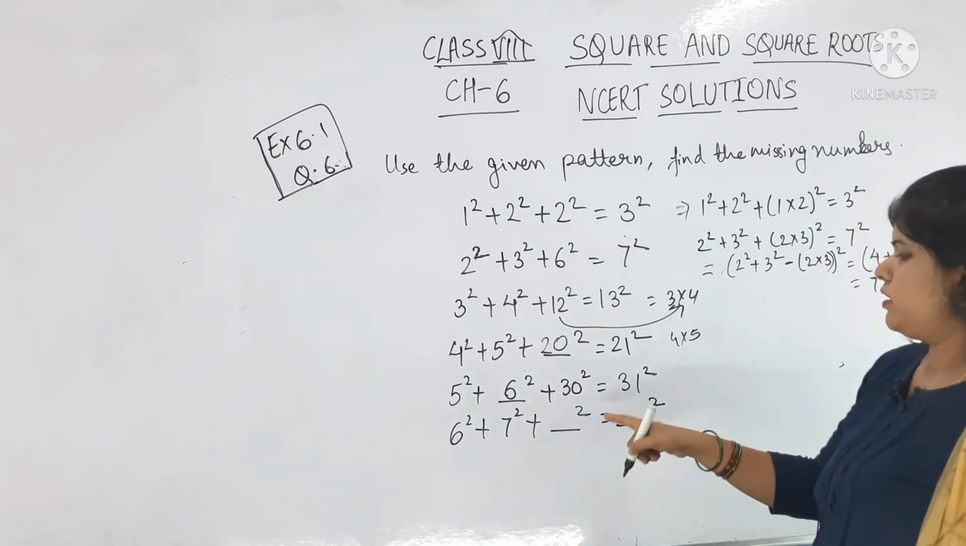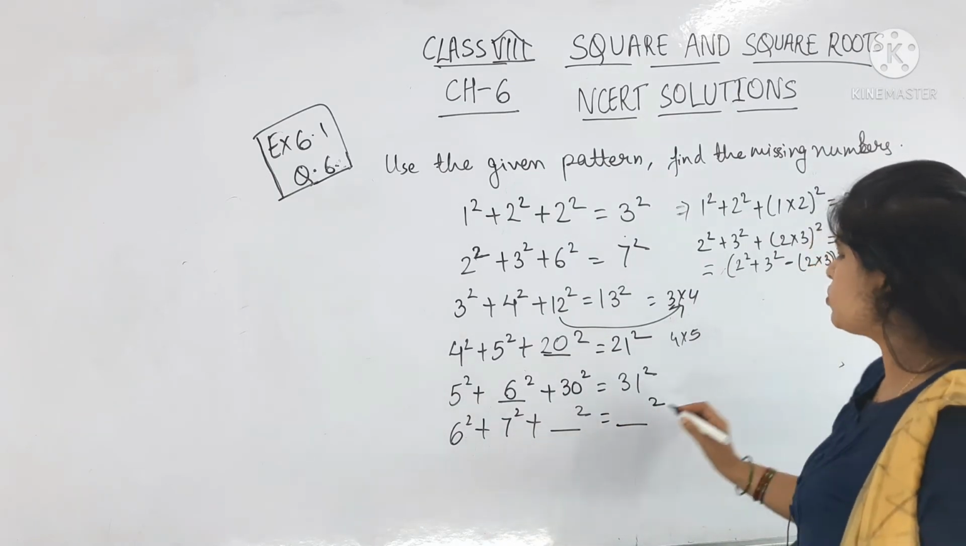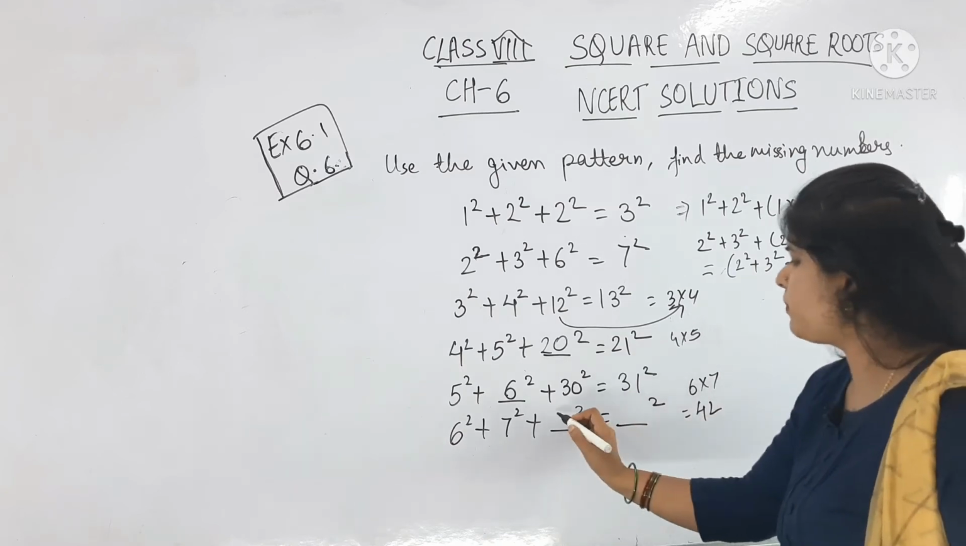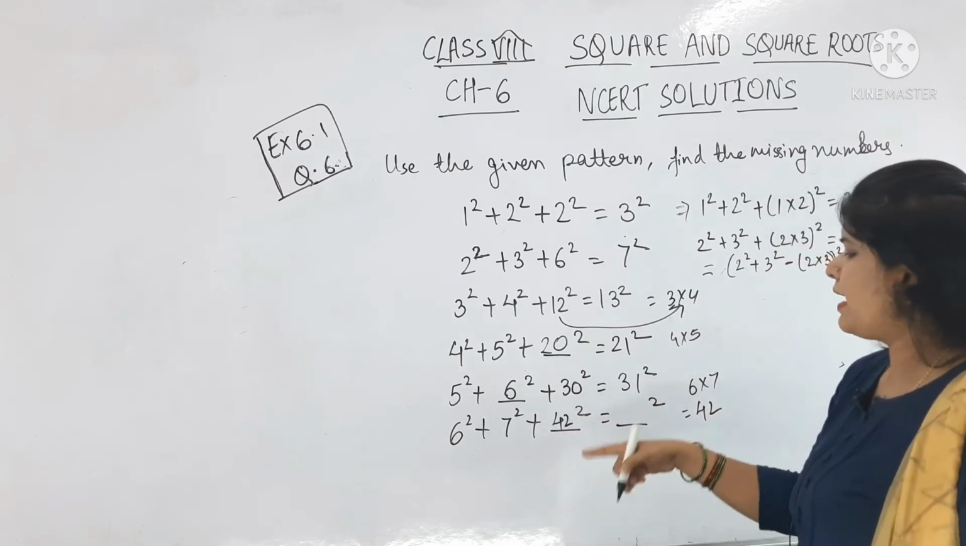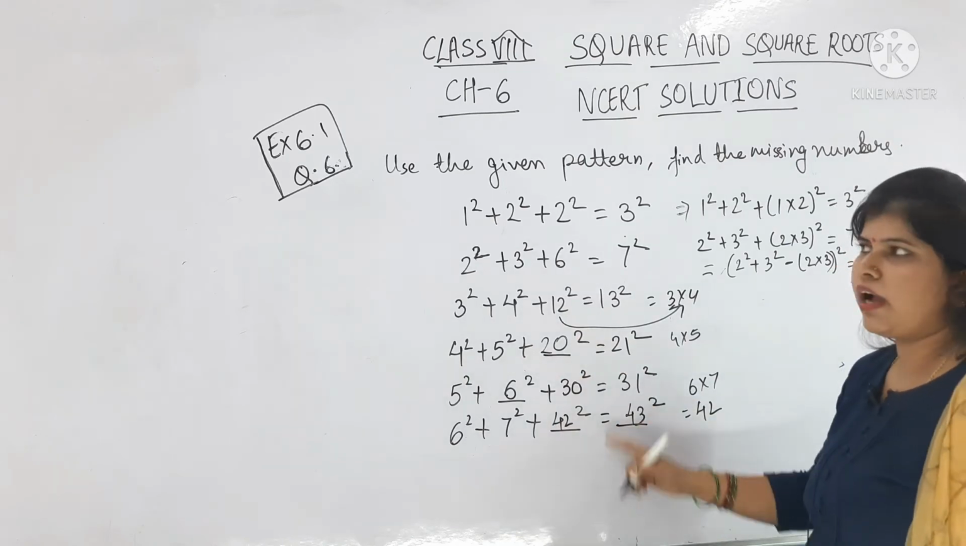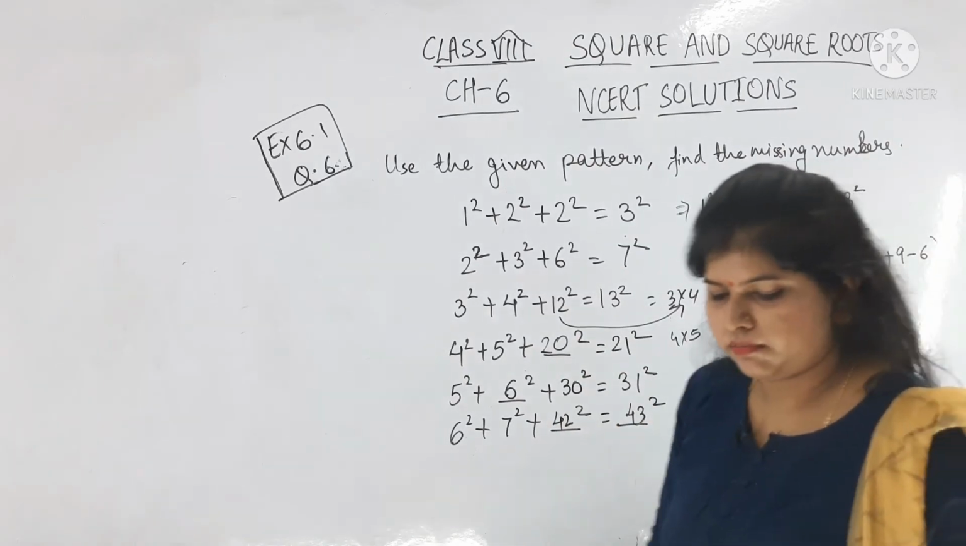Okay, here 6 square plus 7 square, so 6 into 7, that is 42. So I am getting here 42 square, and add 1, 43 square. Like this you have to tell.